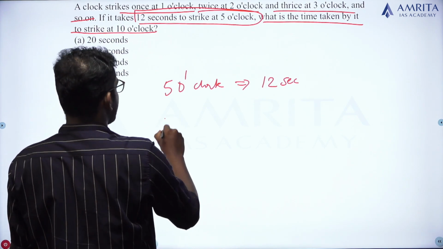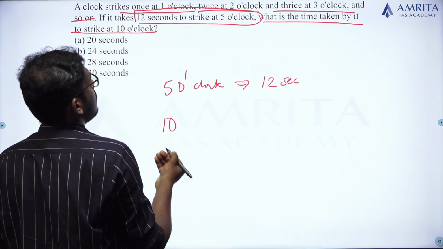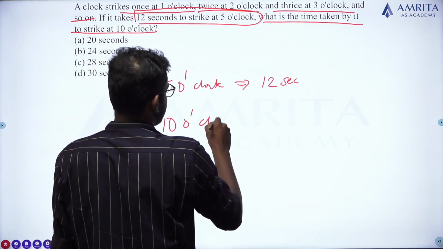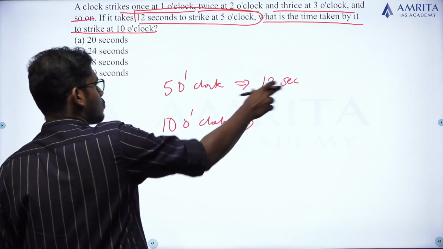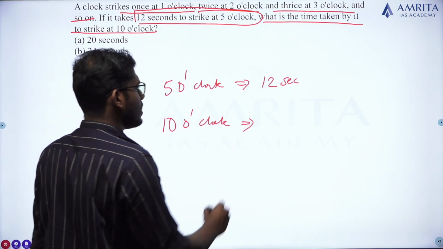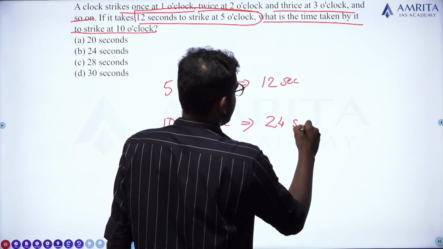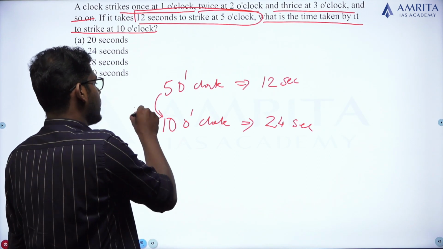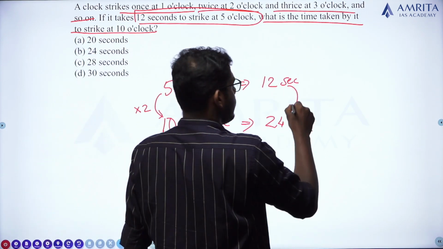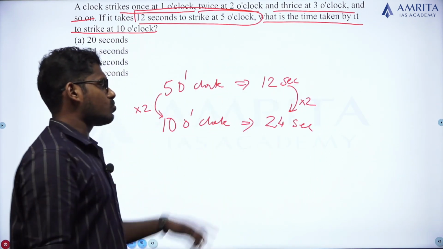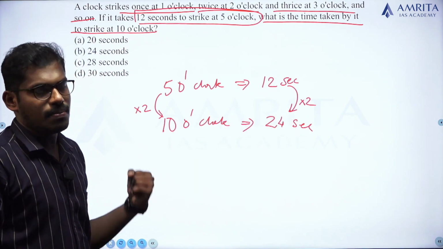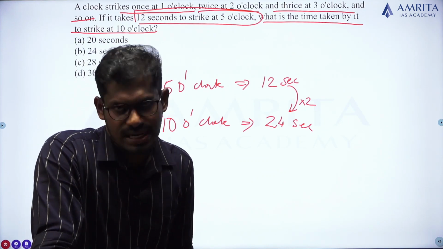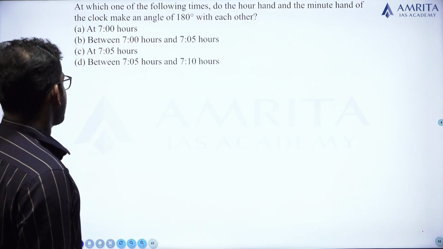So the question is asked to find the time taken by the clock to strike at 10 o'clock. It's a simple question. If it takes 12 seconds to strike at 5 o'clock, it will definitely take 24 seconds to strike at 10 o'clock. Because 5 into 2 is 10, definitely 12 into 2 will be the time taken by the clock to strike at 10 o'clock. So the answer is 24 seconds. Simple question, simple answer. Next question.